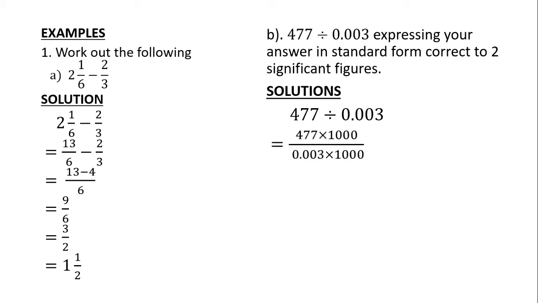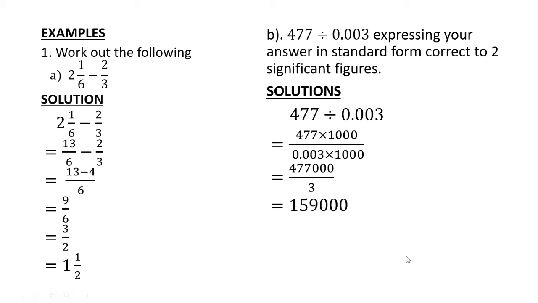So 477 times 1000 will give us 477,000. 0.003 times 1000 will give us a whole number 3, like that. 477,000 divided by 3 will give us 159,000, like that. Now, the question is saying, express your answer in standard form.